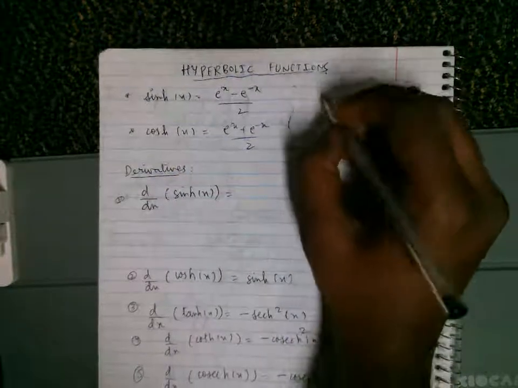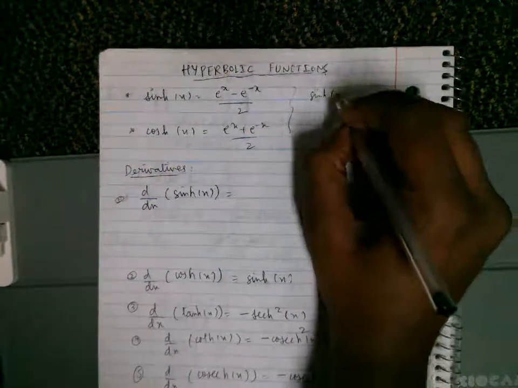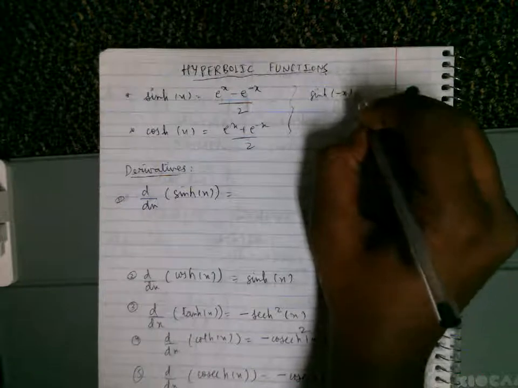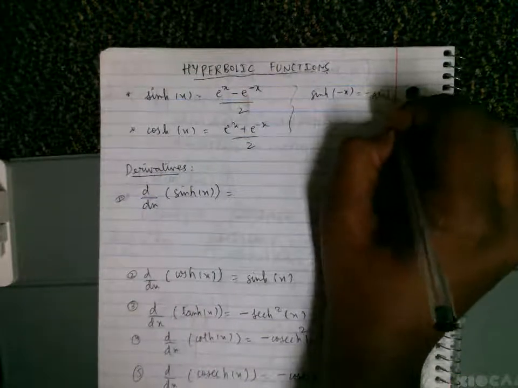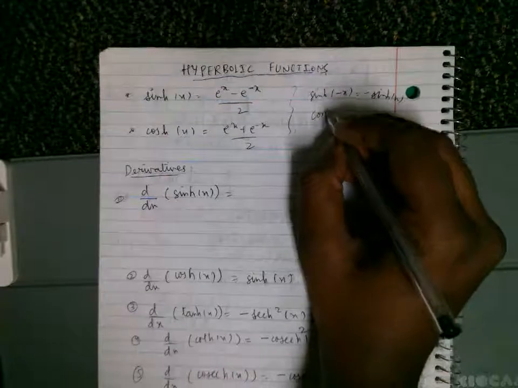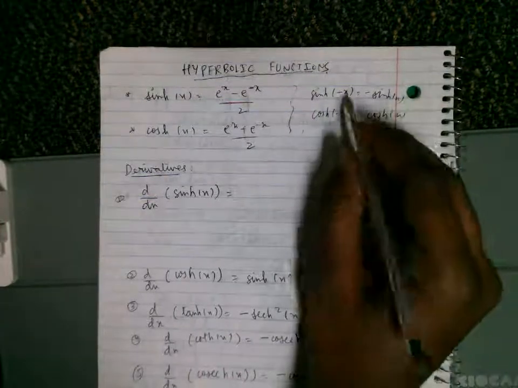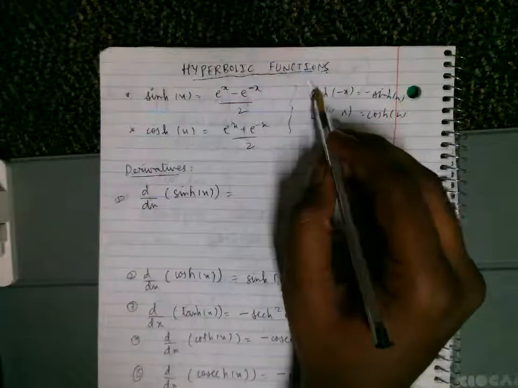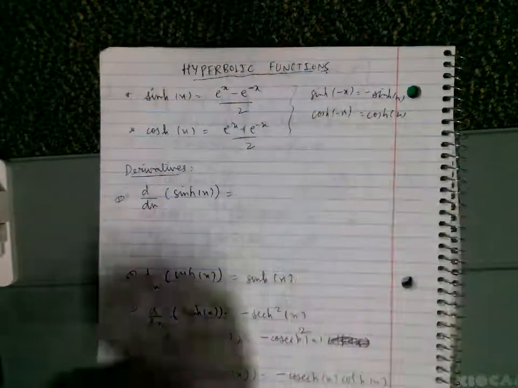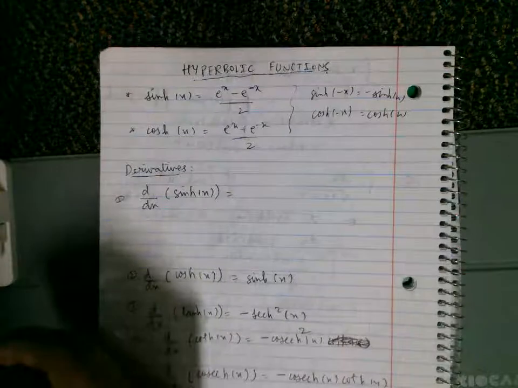They have similar properties in the sense that sinh of minus x is equal to minus sinh of x, and cosh of minus x is equal to cosh of x. So one of the similar properties is that sinh is an odd function and cosh is an even function, just like sin and cos.